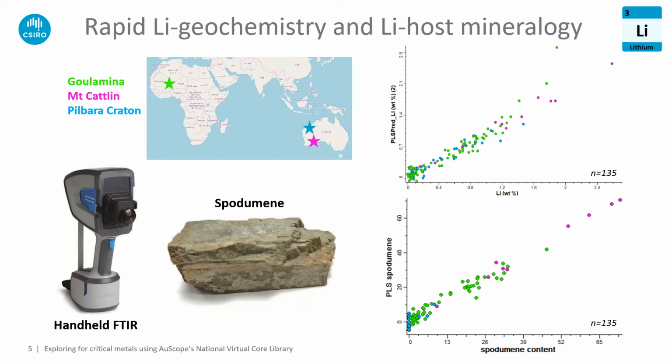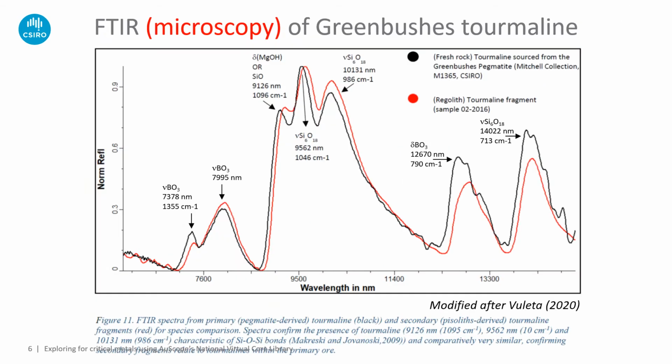So there's a picture of the handheld FTIR on the bottom left, and we have tracked the content of spodumene, and also modeled the lithium geochemistry from the handheld FTIR data from various LCT pegmatites from West Africa and Western Australia. So this is all basically based on initial outcomes from the Greenbushes case study data provided by the NVCL.